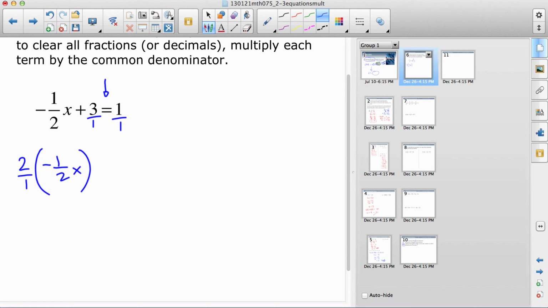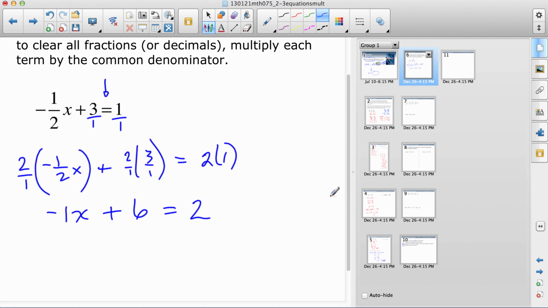So I'm going to take this thing and times it by 2, and it'll be like 2 over 1, right? Plus, I'm going to take that 3 over 1 and times it by 2 over 1, is equal to, and I'll take the 1 and I have to times it by 2. There wasn't a fraction there, so I'll just leave it as 2. In this case here, the 2's are a factor of 1, so they're eliminated. So what I get from this is just a negative 1x. Here, 2 times 3 will be a 6, so this is plus 6, is equal to 2 times 1 is 2. Now suddenly I have an equation that looks just like the other ones we've done, with no fractions.